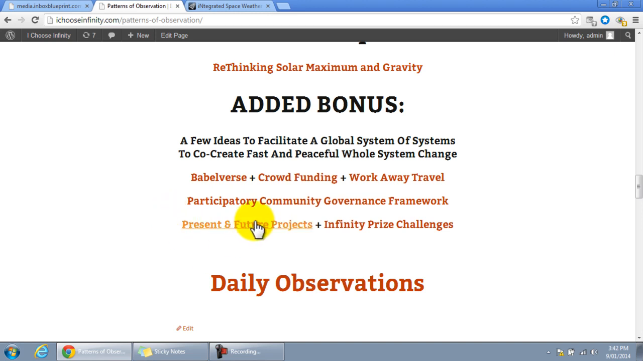Some projects that can facilitate that, and the Infinity Prize challenges, which are a list of challenges that could build this system of systems. It's broken down into 6 challenges because it's a big project. They're available there. And daily observations is daily observations of the local universe.